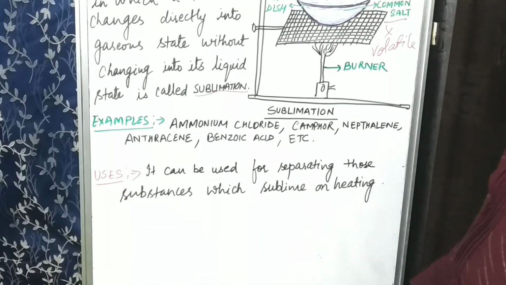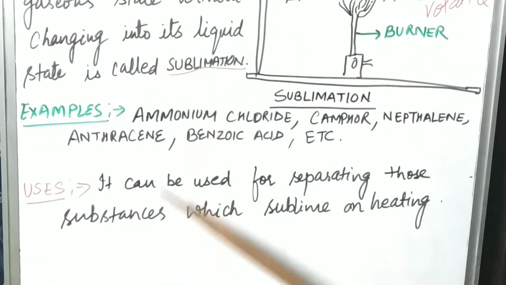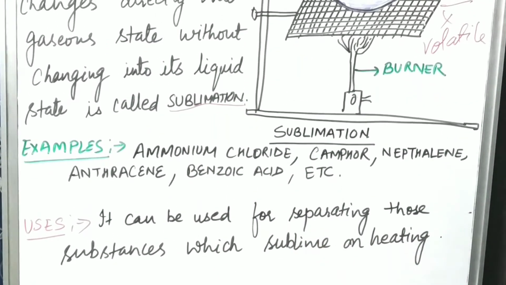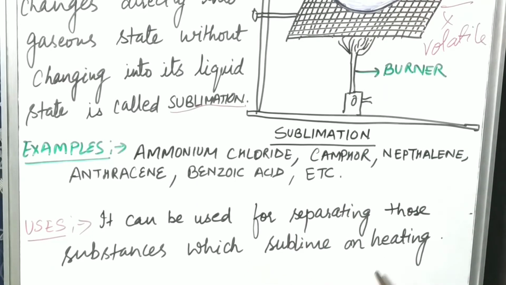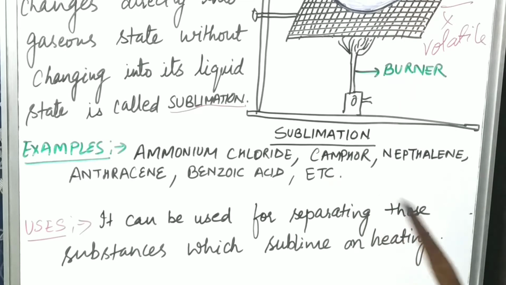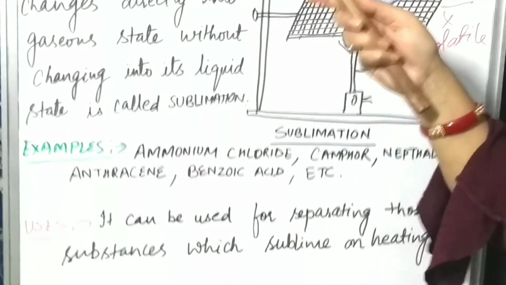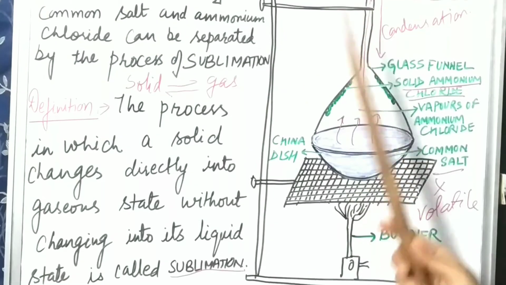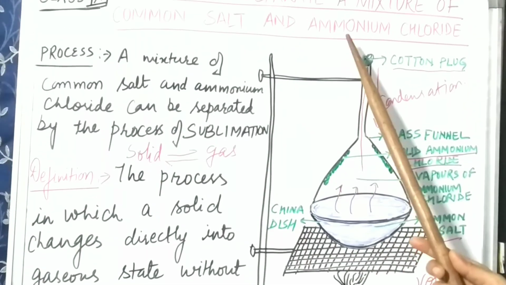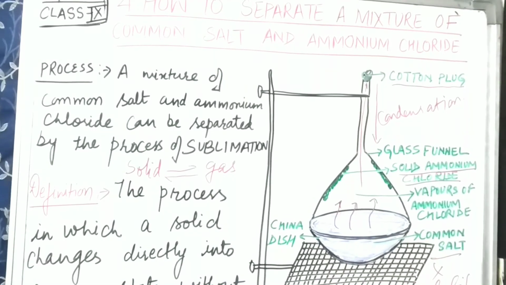Now uses. What is the major use of this process? This process is used for separating those substances which sublime on heating. Substances which can sublime on heating can be separated out. That's why this method is used to separate those components which can sublime. See, here also we have seen common salt has no tendency to sublime. However, ammonium chloride shows sublimation. That's why this process is used.